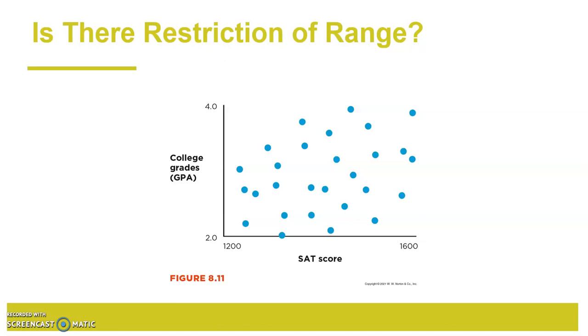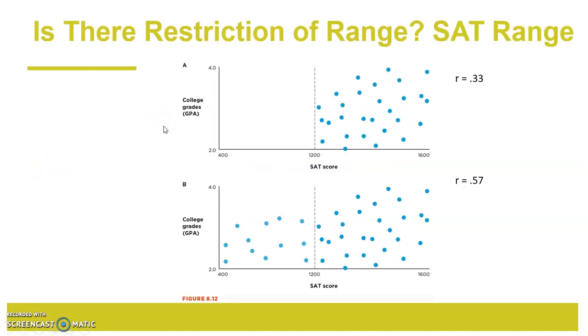Another question is, is there a restriction of range? So here's an example of a scatter plot, and these are SAT scores and GPAs, just made up data from a fictitious college. Let's say that this college only admits students that have a score of 1200 and above. And you can see that there's a positive relationship here, but it doesn't look all that strong. Now, if you were to investigate this relationship without that range restriction, you'll see that the relationship is actually stronger than it appears here, because these lower SAT scores also have lower GPAs, okay, so the R value goes up. So that's a question to keep in mind.